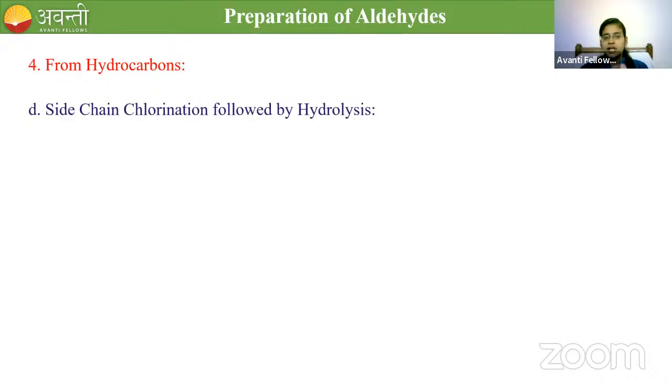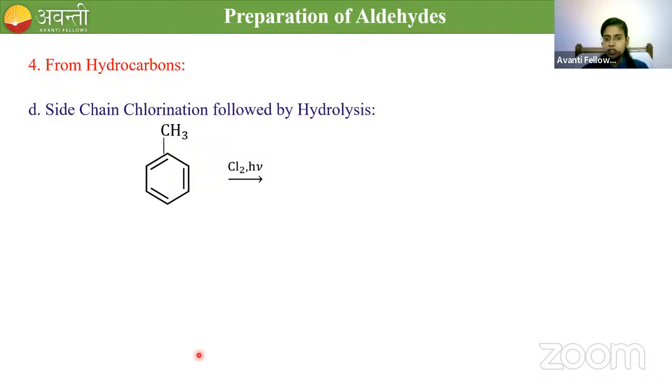So coming to the fourth preparation from hydrocarbon, it is side chain chlorination followed by hydrolysis. Again, you have to take an aromatic hydrocarbon and we are going to do chlorination, right? So we have to use chlorine, Cl2. Side chain chlorination means you have to do this reaction in presence of sunlight. Sunlight has this hν, UV radiation energy. So in presence of hν and Cl2, among the three hydrogens attached to the alkyl group, two hydrogens will be replaced by two chlorines.